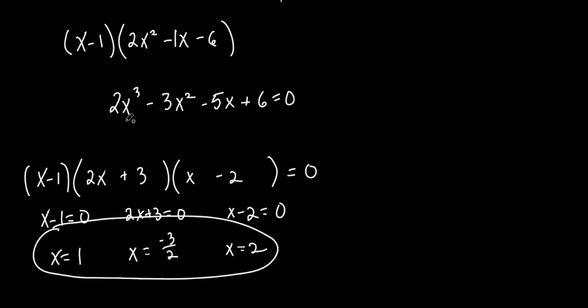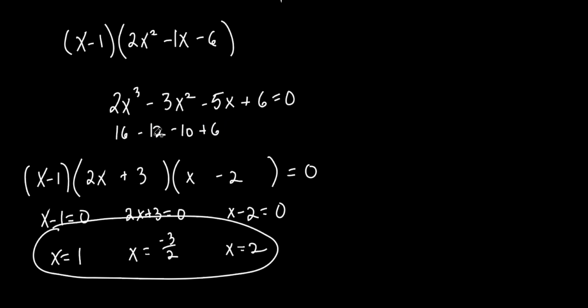2 cubed is what? 2 times 2 times 2. What's that? It's 8. Thank you. You awake? So what's 2 times 8? 16. Minus. Put a 2 in for this. 2 squared is 4. Minus 12. Good. Put a 2 in for this. Minus 10. And then plus 6.